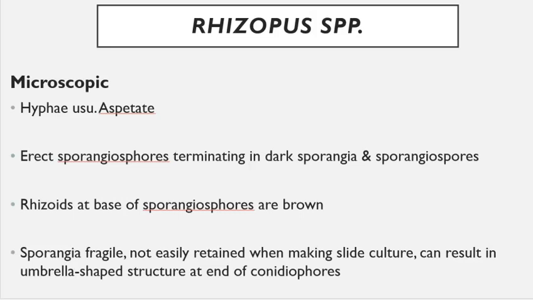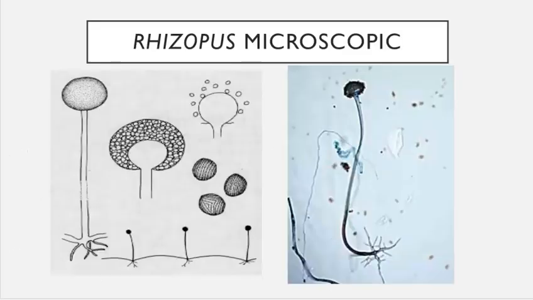They have erect sporangiophores terminating in dark sporangia and sporangiospores. The rhizoids at the base of the sporangiophores are brown. The sporangia are fragile, do not easily remain intact when making slide cultures, and can result in umbrella-shaped structures at the end of the sporangiophores. Here are images of our Rhizopus species.